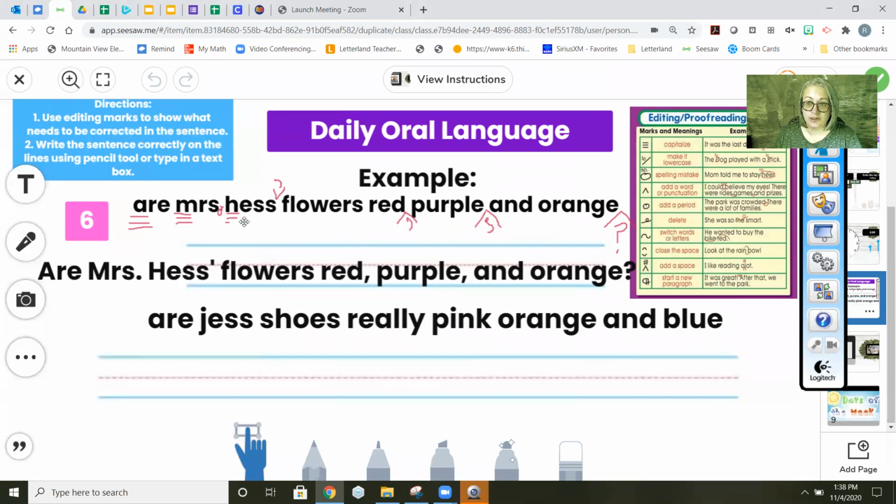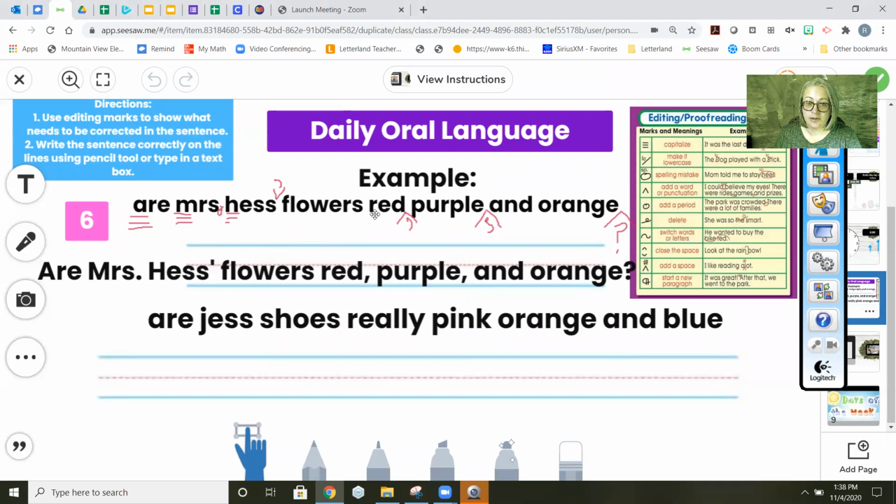Now, usually when we talk about somebody owning something, we do apostrophe S, but if the word already ends in S, all you have to do is put an apostrophe. So look down here, I've done the capital A, capital M, put the dot, capital H, and then I did my apostrophe after the S, okay?